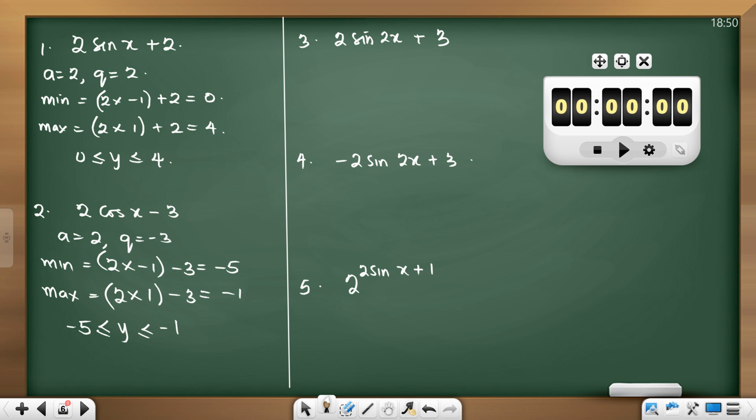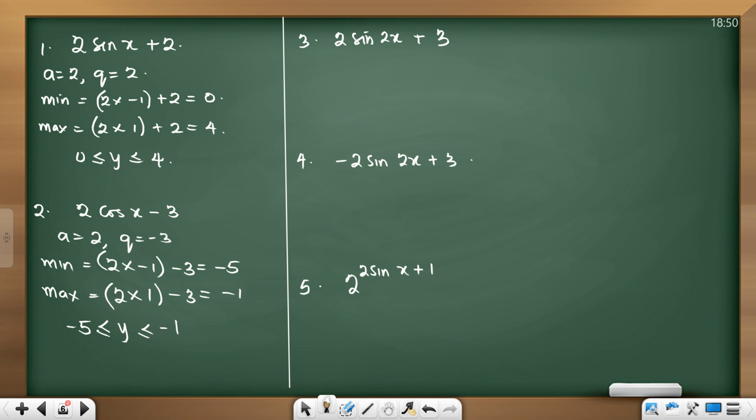Can we mark? What's your answer for the first one? 2 times minus 1 will be what? Minus 2. 3 minus 2? 1. So it's 1 less than or equal to y. Is that what you have? Number 2, same thing.